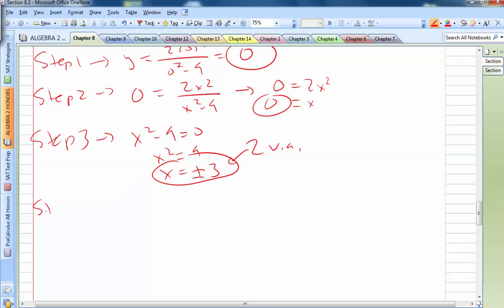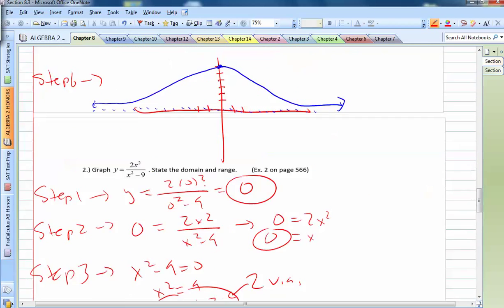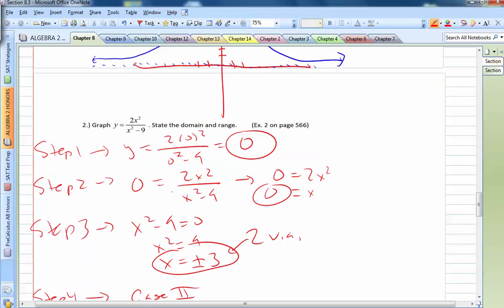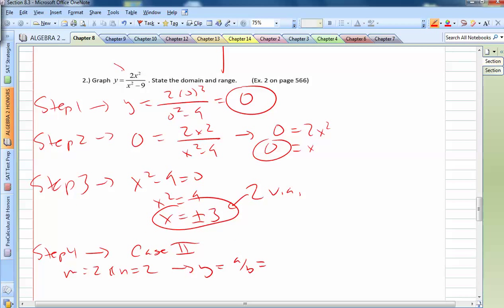Step 4. Now this is going to be case 2. See, before we had case 1, because m is less than n, here m equals 2 and n equals 2. When they're the same, you're going to have a horizontal asymptote y equals a over b, or in this case your a is 2, and here your b equals 1. So y equals 2 is your horizontal asymptote.